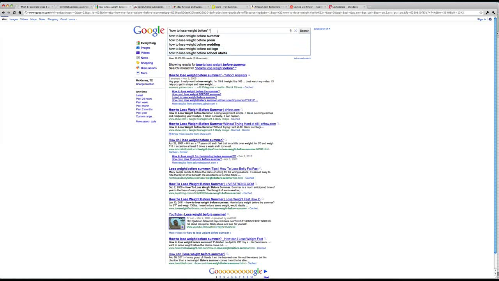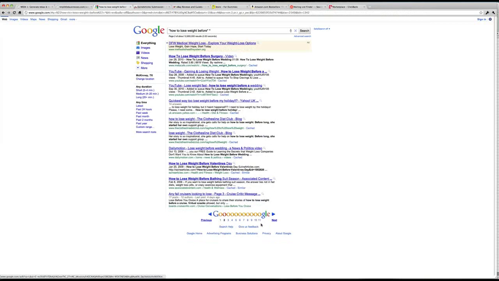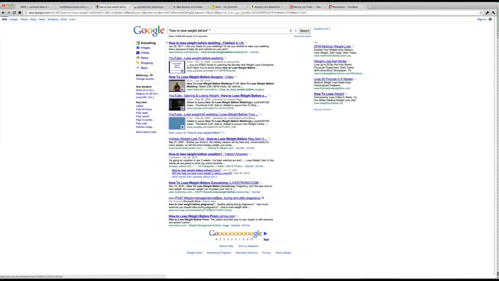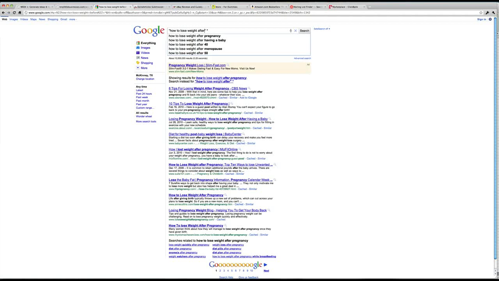Plus, if we just go ahead and do the search, we'll get some more additional ideas down here. So ones that stick out, how to lose weight before prom, how to lose weight before vacation. Here's one that stuck out, how to lose weight before conceiving. So these are groups of people that are having this issue. You can do how to lose weight before, how to lose weight after pregnancy, after having a baby, etc.